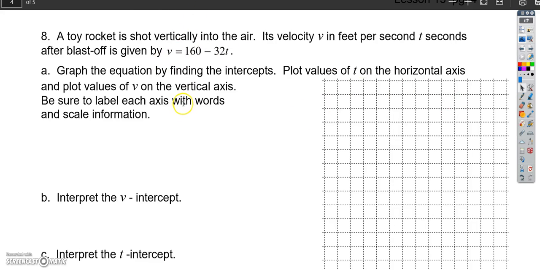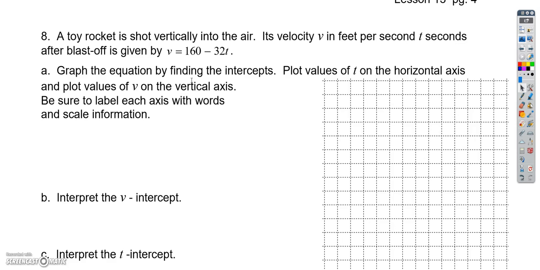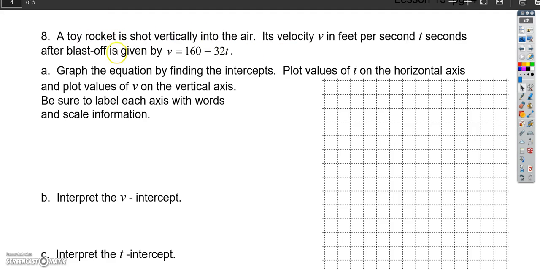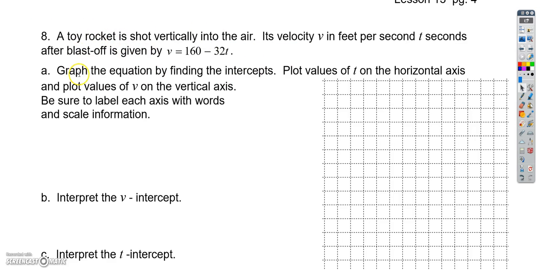This is lesson 13, part 2. So you can read the problem. It says graph the equation by finding the intercepts. So we first have to find the intercepts. Here's the equation.